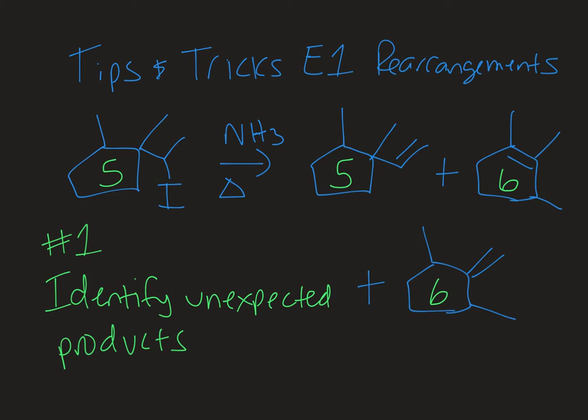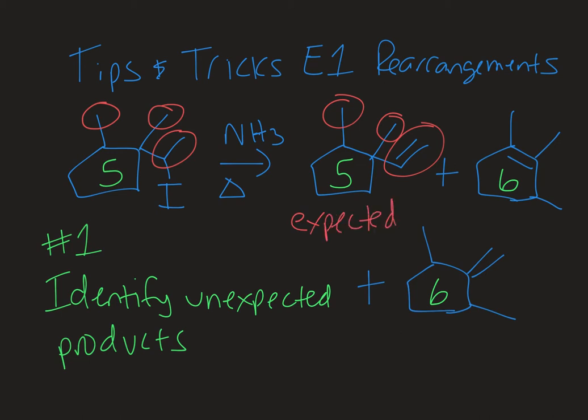But if I look at my starting material, I have a methyl on that top carbon, and then a methyl and an ethyl on the next door neighbor carbon. And here I have a methyl on the top carbon and a methyl and an ethyl that now has a double bond as a part of it, but on that next door neighbor carbon. So this would be an expected product.